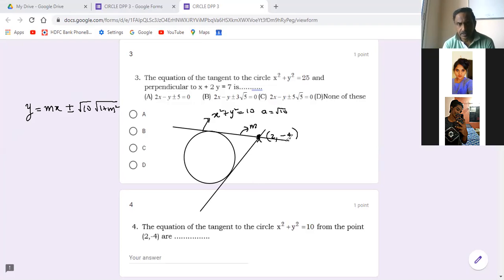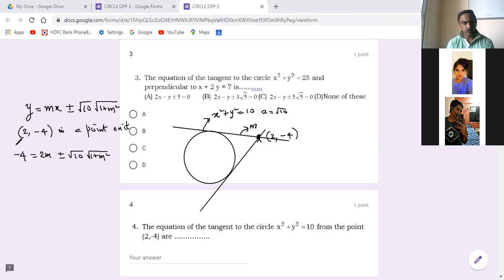This point is a point on this tangent. If this is a point on the tangent, then it satisfies the equation y equals mx plus or minus root 10 under root 1 plus m square. So 2 comma minus 4 is a point on it. Therefore, minus 4 is equal to 2m plus or minus root 10 into root 1 plus m square. Now your aim is to find the value of m.